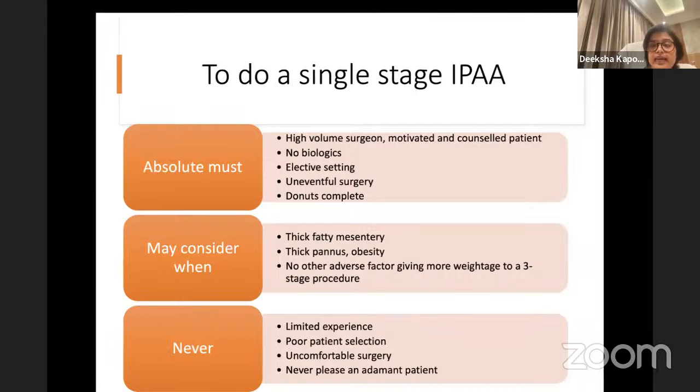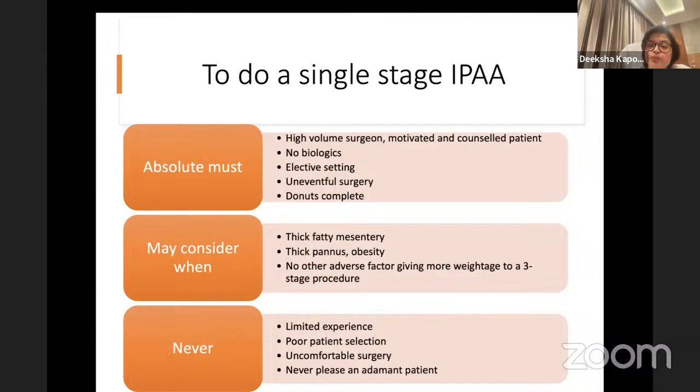This is my last slide, and I just want to deliver the message that I personally will err on the side of doing a diversion stoma, at least for the next few years in my career. And if at all a seasoned surgeon is considering a single stage pouch, the absolute must should be that the procedure be done by a high volume surgeon in a motivated and counseled patient. The patient must understand what he's getting into, what are the possible consequences of the surgery and of the complications. The patient should not have been on biologicals before the surgery. It should be done in an elective setting.